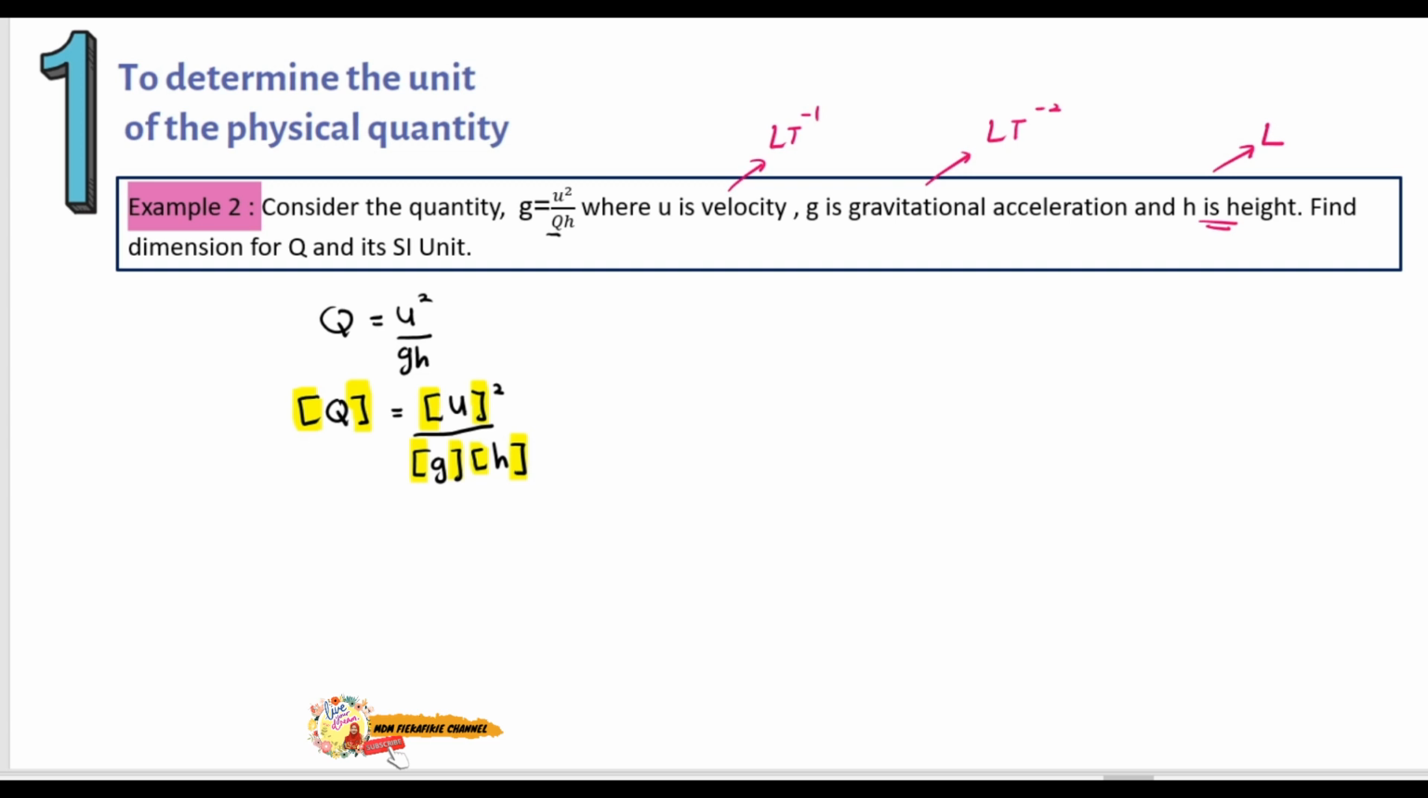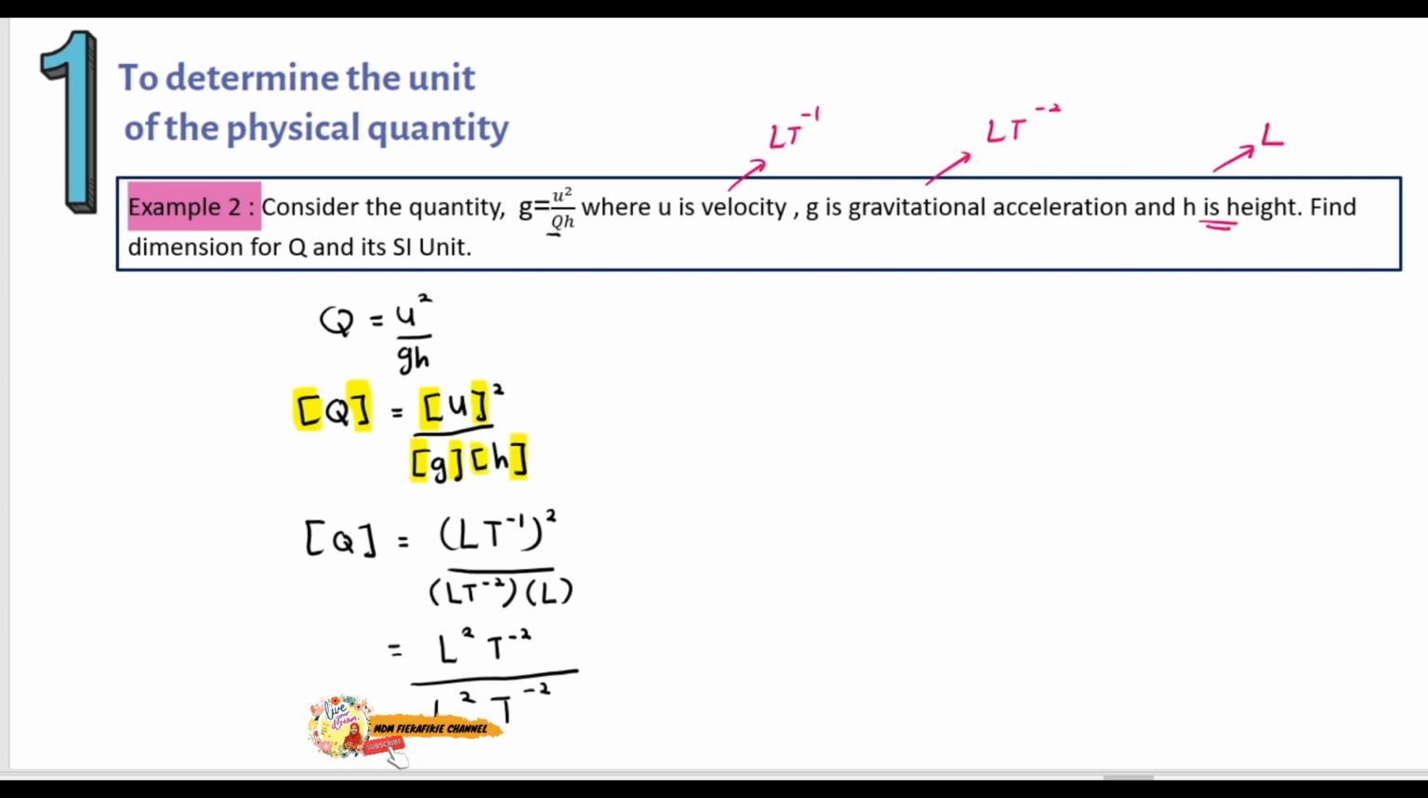Now since U is the velocity and we know the dimension for velocity is LT^-1, let's write the dimension for Q equal to LT^-1, but don't forget the square of U, over G, where the dimension is LT^-2, and H is L. Now we can simplify: L squared T^-2 over L times L, which is L squared, so L squared T^-2. Now look here, we can cancel the upper fraction and the bottom fraction.